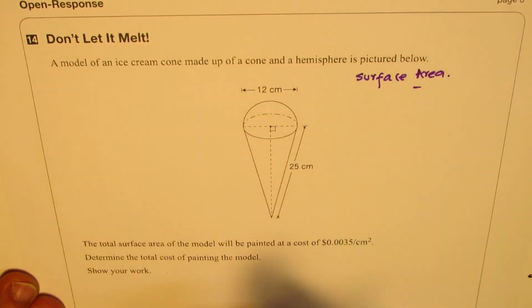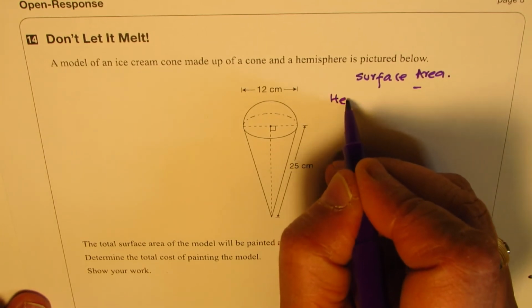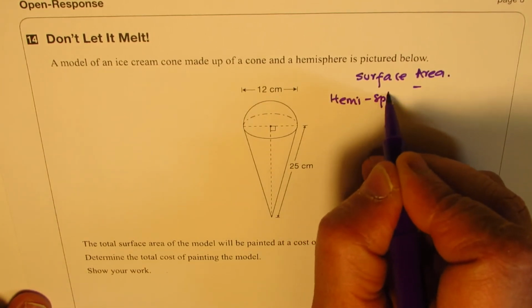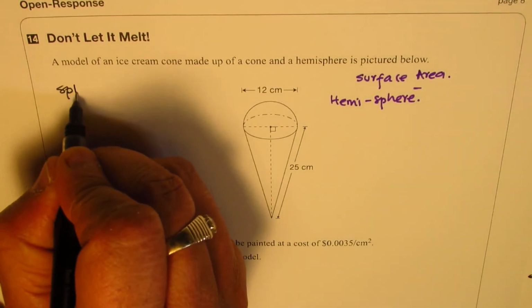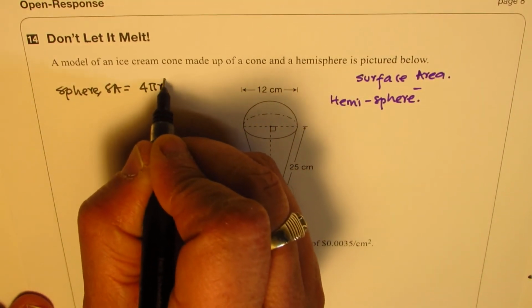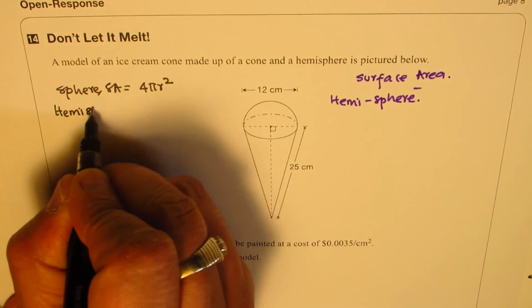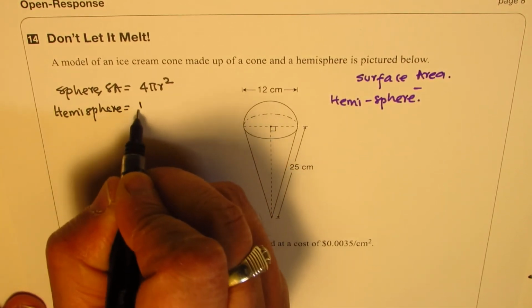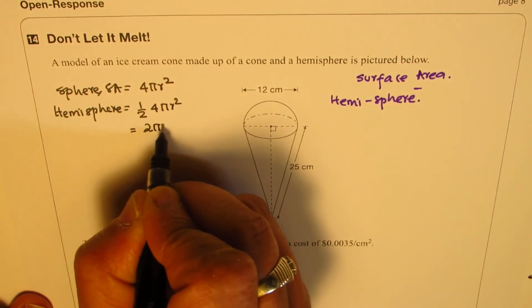Now the surface area in this case is a combination of two. On the top we have a hemisphere. The formula sheet gives you the formula for a sphere. For a sphere, the surface area is 4 pi r squared. So for half of it, which is a hemisphere, it is going to be half of 4 pi r squared. Is that clear? Which is 2 pi r squared.